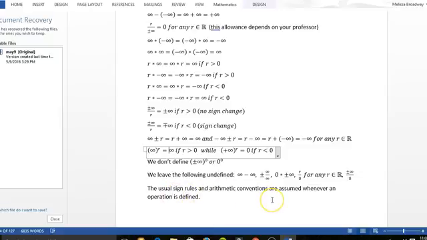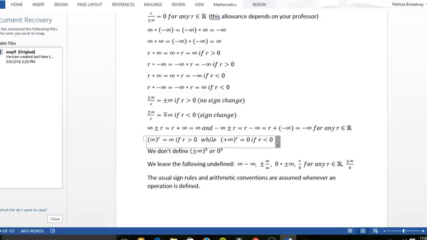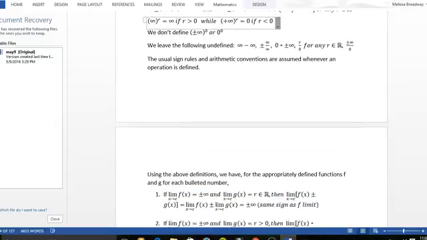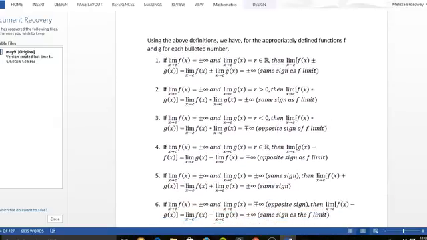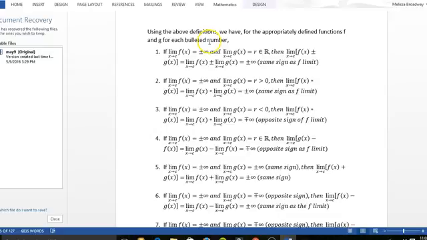The usual rules and conventions are assumed whenever an operation is defined. So associativity and commutativity, we're making our definitions such that we keep associativity, we keep commutativity. We don't want to lose those. That would not be fun, okay? And again, using the above definitions, we have for the appropriately defined functions f and g for each bulleted number, these are just some rules.